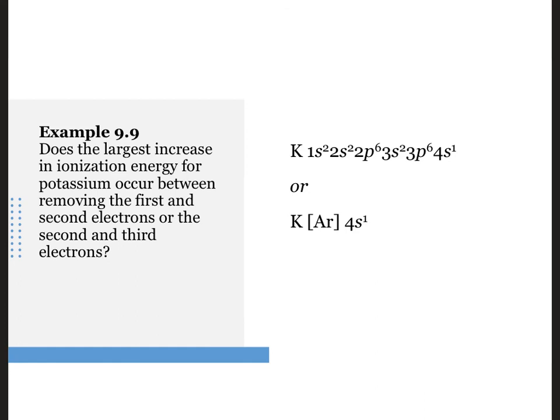Let's look at another element. Where does the largest jump in ionization energy occur? Between the first and second electrons, or between the second and third electrons?